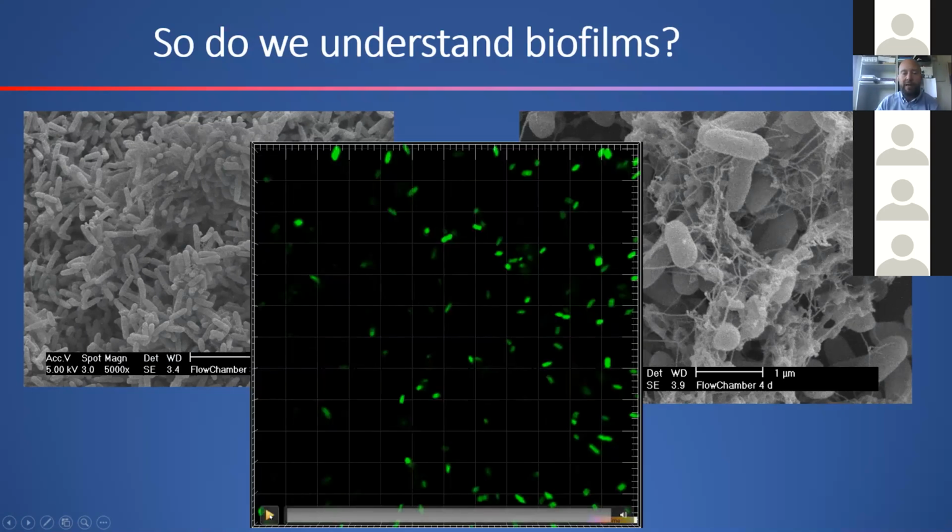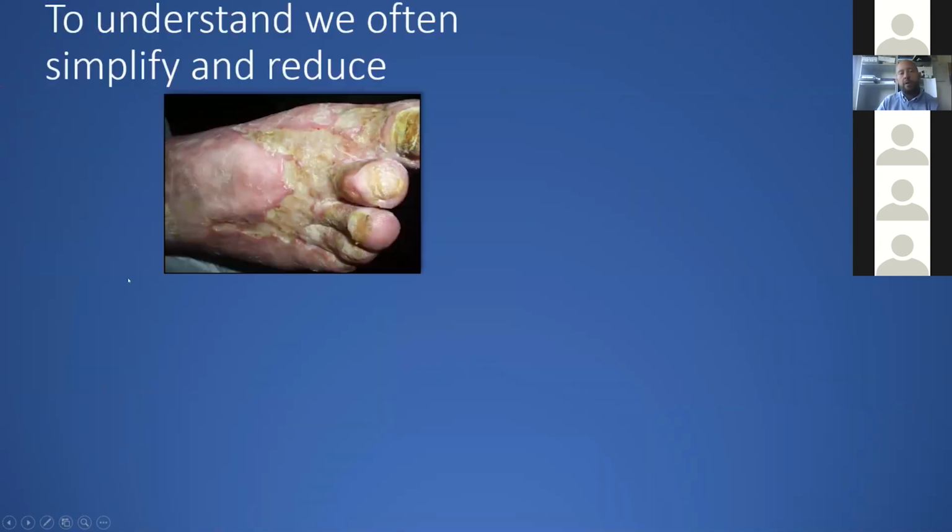But we do know that there's a striking difference between aggregated bacteria, biofilms, and the bacteria we can grow in shaken cultures in the lab. This movie was actually supposed to move, but these are the planktonic bacteria, the fast-growing bacteria in exponential mode. But to understand and investigate biofilms for the last 30 to 40 years, we have had a tendency, also in our lab, to simplify and reduce.